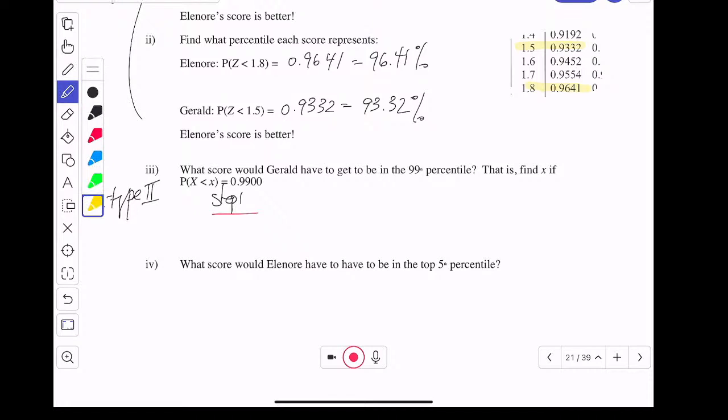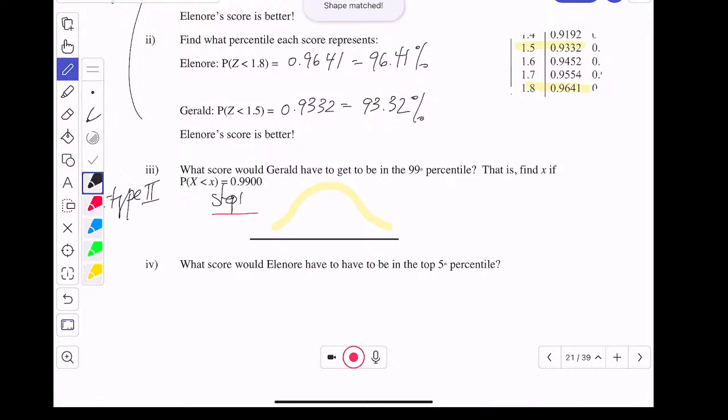So I'm going to draw it. And I have to find the position at 99%. So he's going to be in the top 99%. I mean, I can put that arrow higher if that helps understand what I'm doing here. So this is 0.9900, and I want to know how many standard deviations above that is.